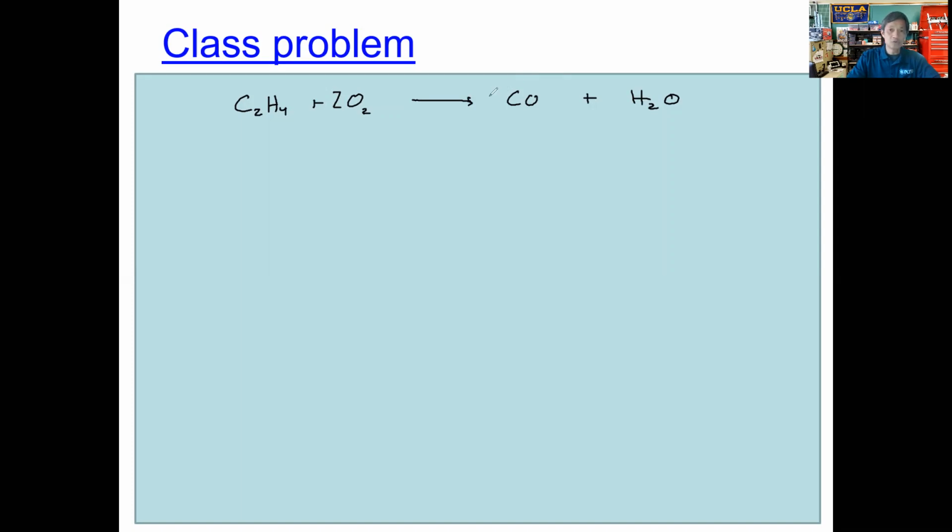Okay. 1, 2, 2, 2. Okay, that would be the balanced equation first. Let's go ahead and write down the amounts that we are given.